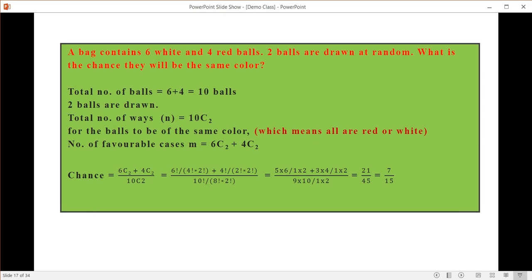So this is the formula. Then we work out this formula. We are getting the answer 7 by 15. So the result is 7 by 15.